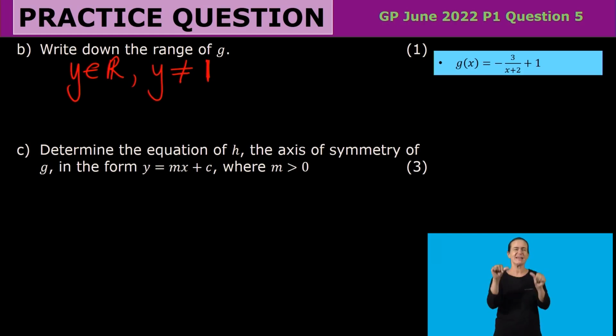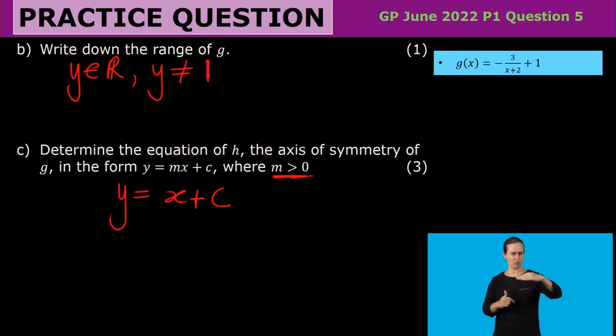The last one there says, determine the equation of h, the axis of symmetry of g, in the form y equals mx plus c, where m is greater than 0. So the line of symmetry we know is y equals x plus c. And of course, we know that our gradient there is positive. So we are told that the gradient there is positive by them saying m is greater than 0. Then what do we substitute in the place of x and y? Yes, it is the asymptotes. You always substitute the asymptotes.